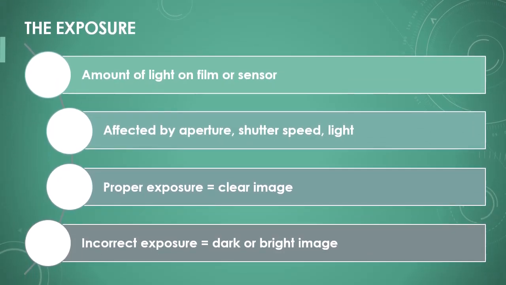Exposure is the amount of light that hits the film or sensor to create an image. It depends on the combination of the aperture, shutter speed, and the amount of light. Proper exposure ensures that the image is not too dark or too bright. If the exposure is wrong, the image may be unclear or blurry.